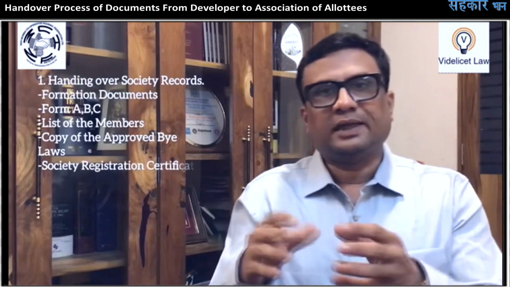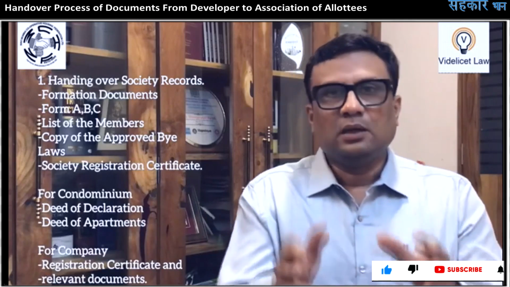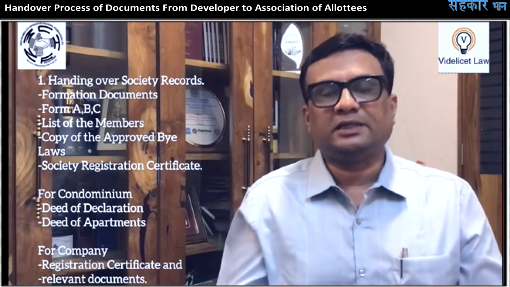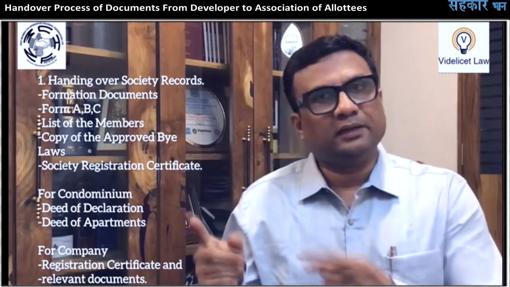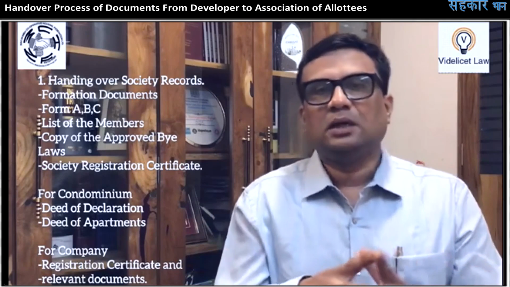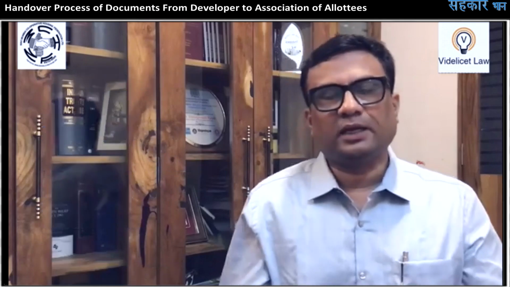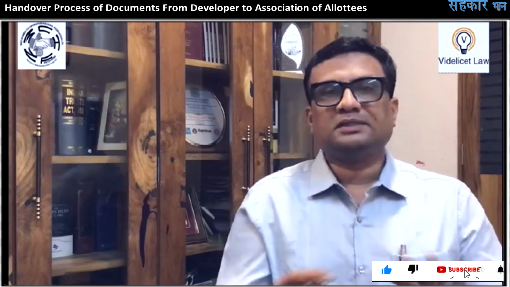Therefore, the first document which we will discuss is the handover of the cooperative housing society records, that is, the formation documents of the society: Form A, Form B, Form C, the list of the members, the copies of the approved bylaws, and the society registration certificate. All these things need to be handed over. If it is a condominium, then the deed of declaration and deed of apartments need to be handed over. If it is a company, then the company registration certificate and all the relevant documents of the organization need to be handed over. Now this is the first part.